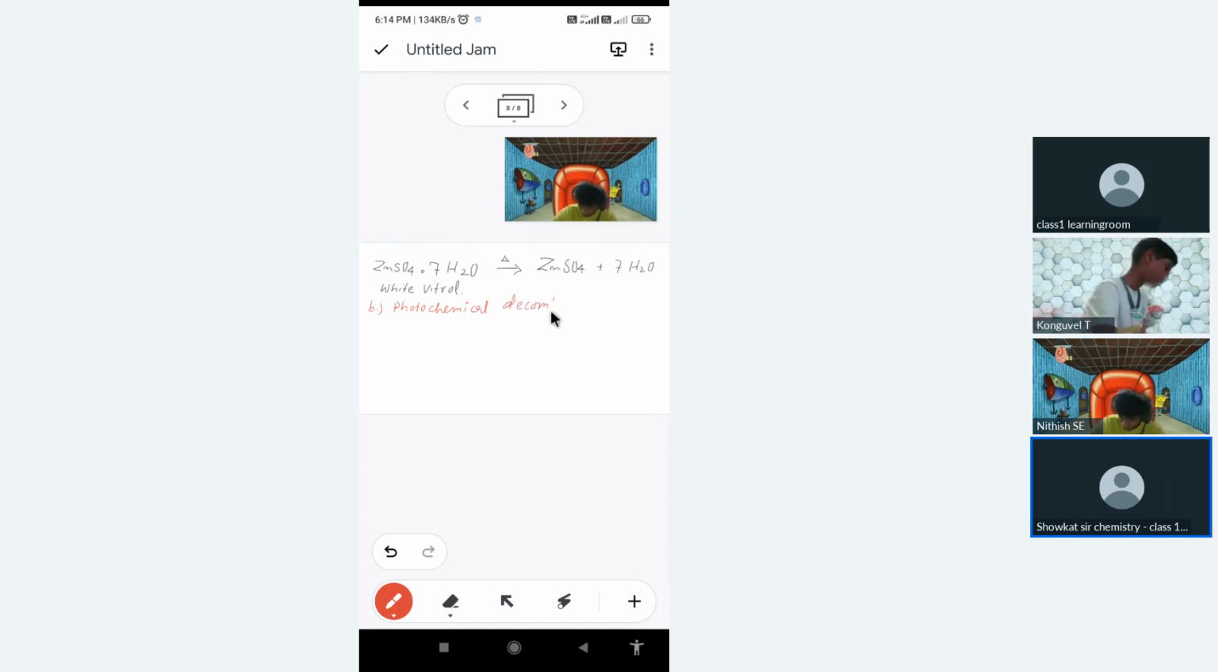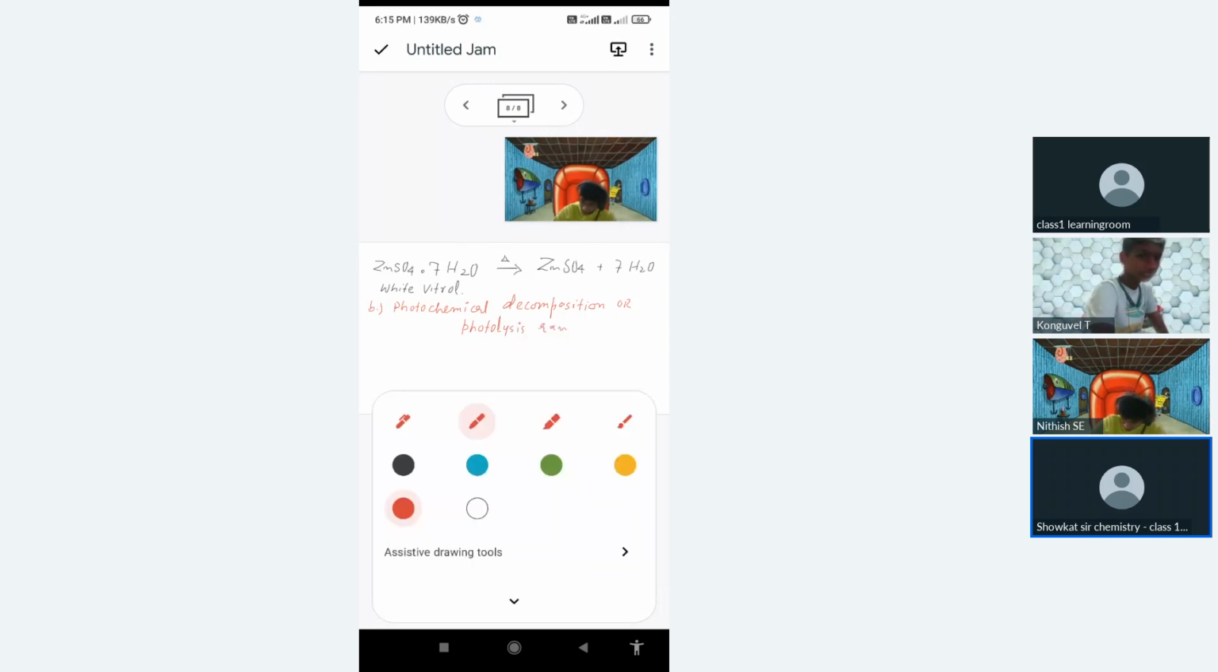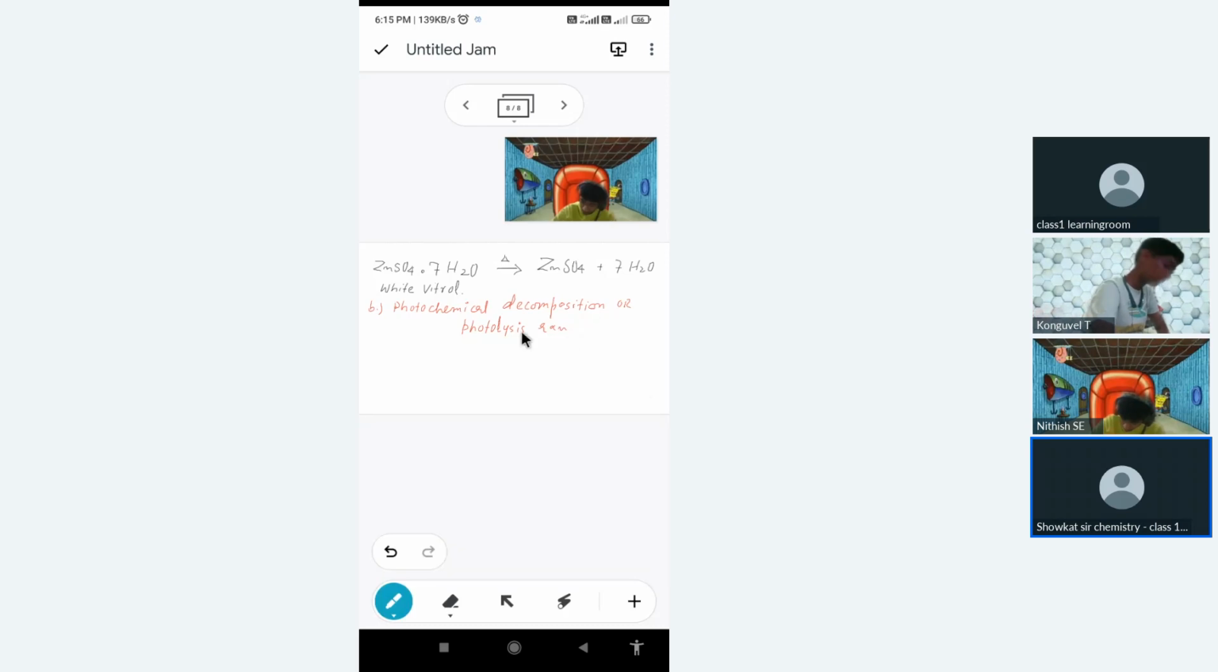Photochemical decomposition. It is also known as photolysis, or you can say photolysis reaction. That means this type of reaction takes place in presence of light, sunlight. Yeah, exactly, in presence of sunlight.